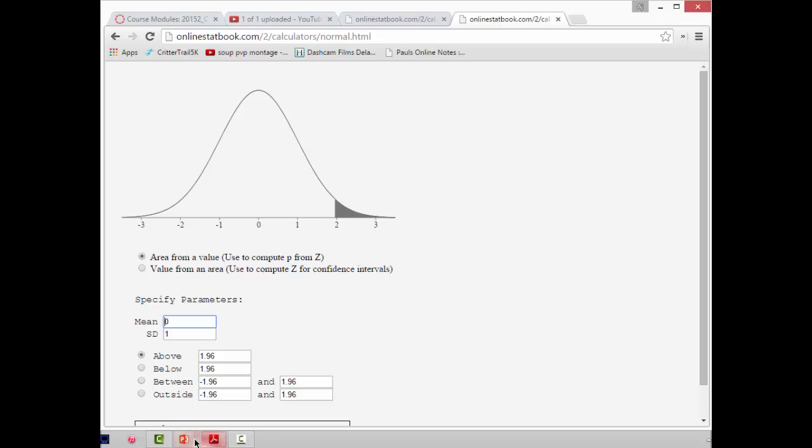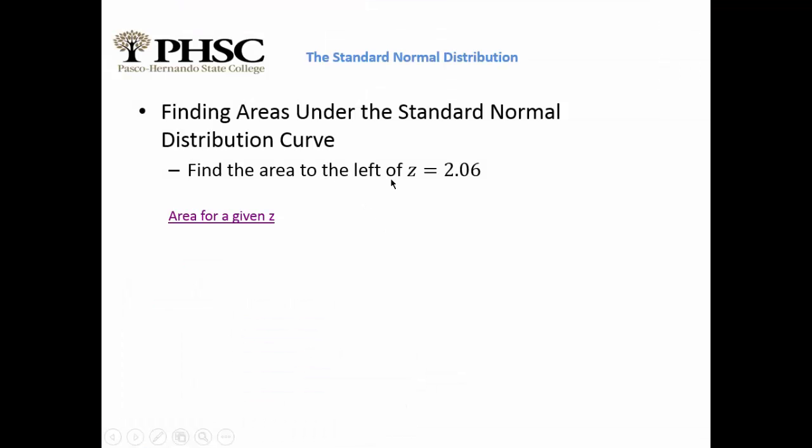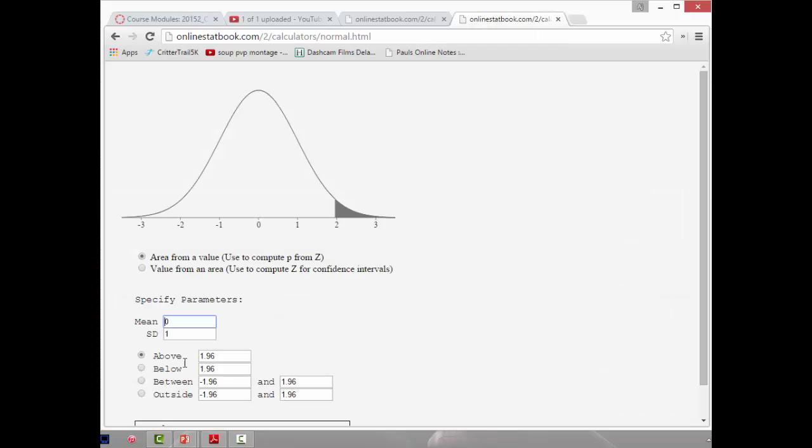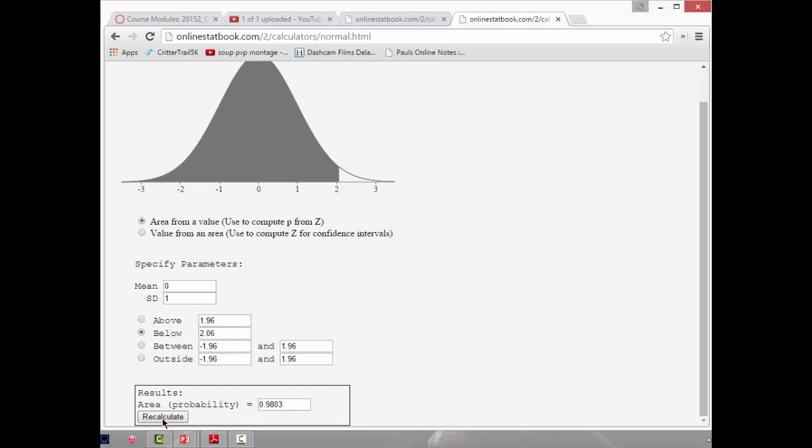What we're looking for then is to the left, and the left means that it's below 2.06. So when I go back to the website, I'm going to click below, and put 2.06. If I hit calculate, it gives me the answer, and the answer is 0.9803. So remember, to the left means below.